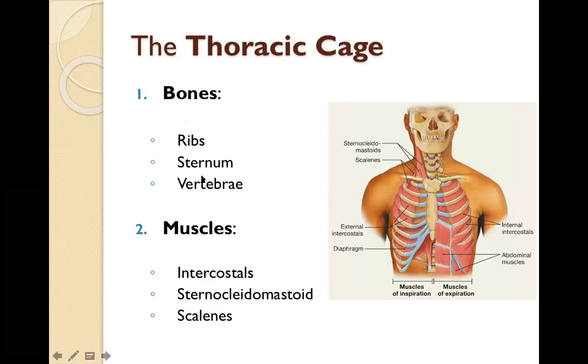And there are the vertebrae. There's specifically the thoracic vertebrae. Each pair of ribs attaches to one of those thoracic vertebrae. So there's 12 thoracic vertebrae.